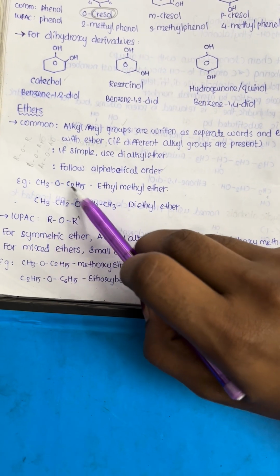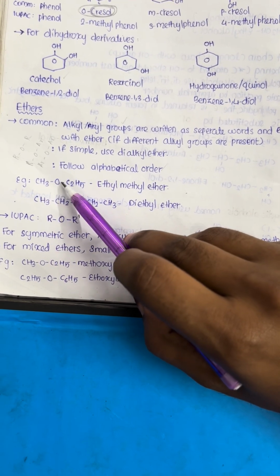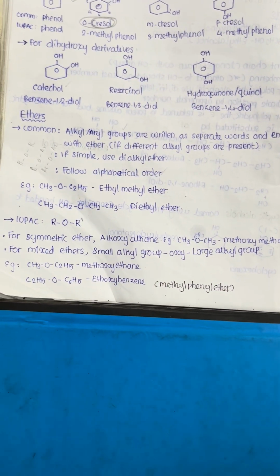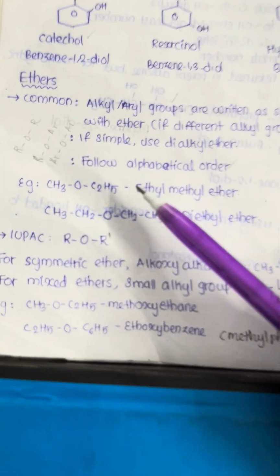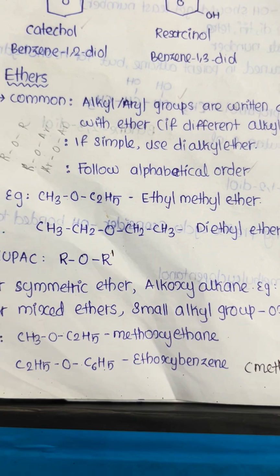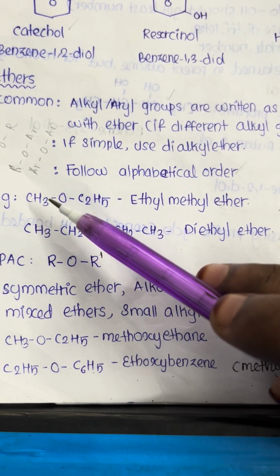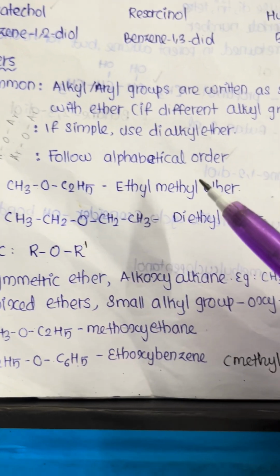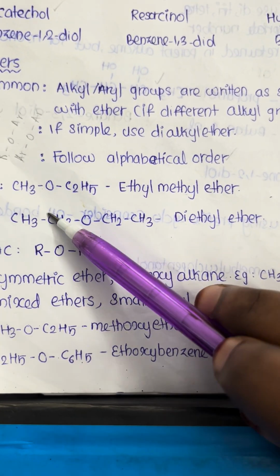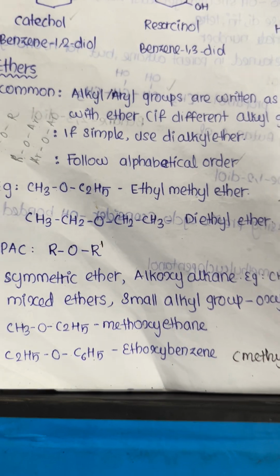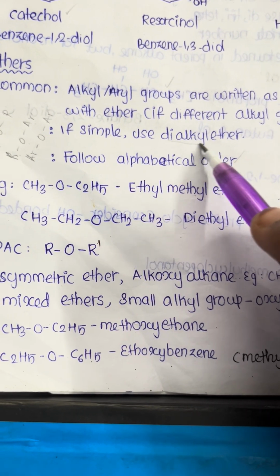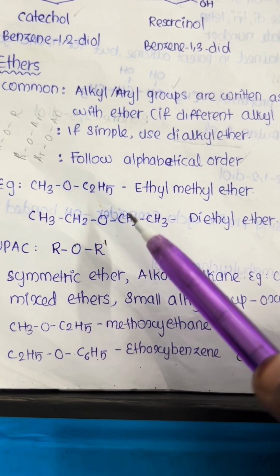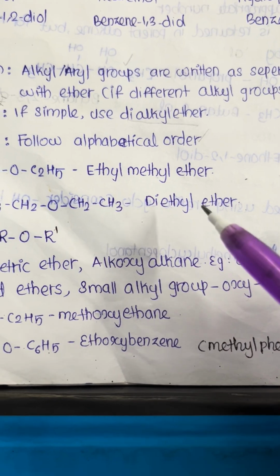Here you can see different R groups on either side of this oxygen. So we should write the alkyl groups and ether as separate words, with a gap between each word, and follow the alphabetical order for an unsymmetric ether. So here we have methyl and ethyl. Ethyl comes first, so we write it as ethyl methyl ether. Now if they are the same, if it is a simple or symmetric ether, just write dialkyl ether. Here we have CH3CH2OCH2CH3. Both R groups are the same and they are ethyl, so it is written as diethyl ether.